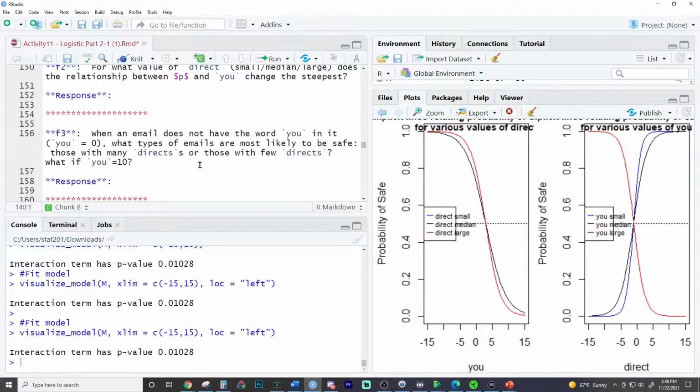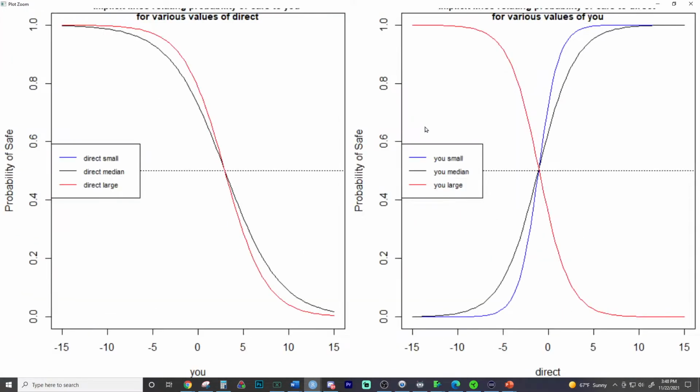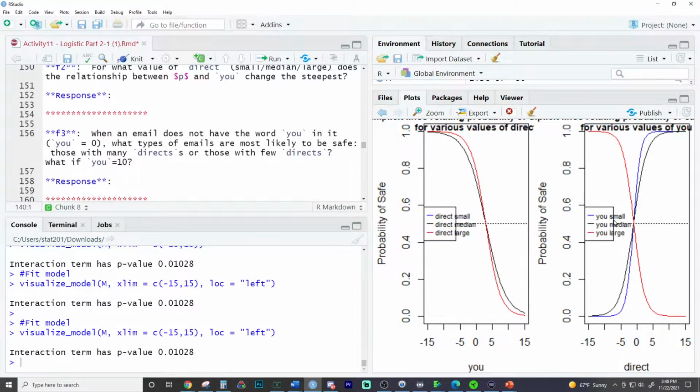When an email does not have the word u in it, u equals 0, what types of emails are most likely to be safe? Oh, so that'd be a very small amount of u. So it'd be on this right here, very small amounts. So the emails that are most likely to be safe are the ones that say direct a whole bunch. Because if it has a small amount of u in it, then you'd want a high frequency of direct, and that's a very likely safe email. So just following that line right there for the small u, and then going up and going over.